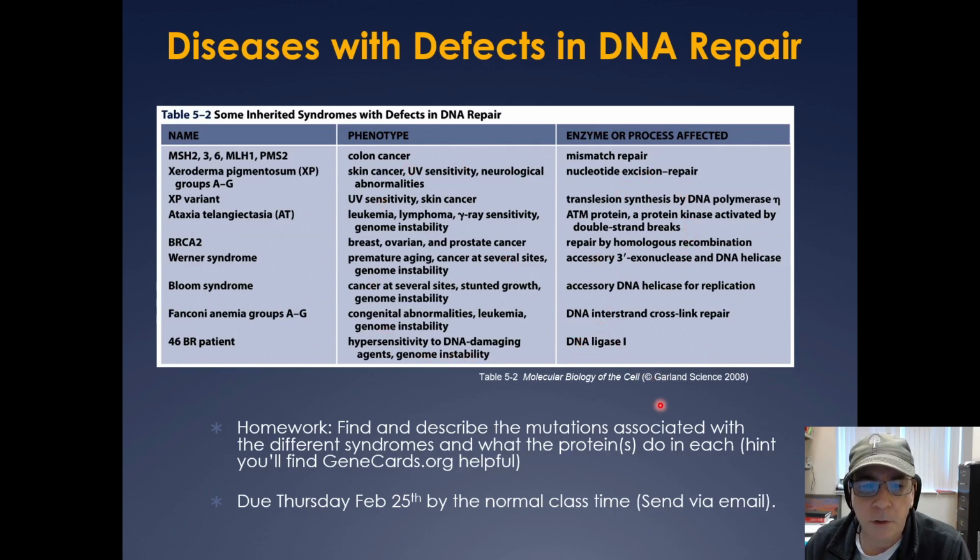And so this brings us to our first homework assignment of the term, where I'm asking you to actually find and describe the mutations associated with the different syndromes and what the proteins do in each. Okay, so in Werner syndrome, there's an accessory 3' endonuclease and a DNA helicase that can be mutated. And so I just want you to describe what each one of these does. Use about 3 to 5 sentences for each one. And this homework is due Thursday, February 25th at the normal class time. And you can just send it to me via email.